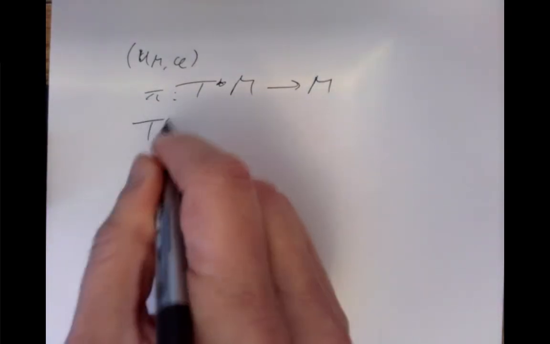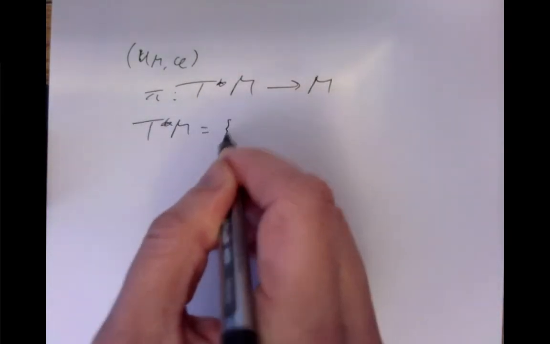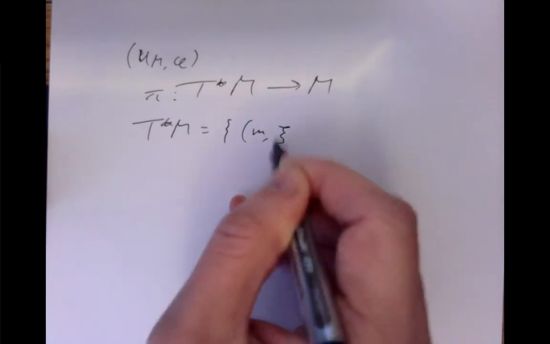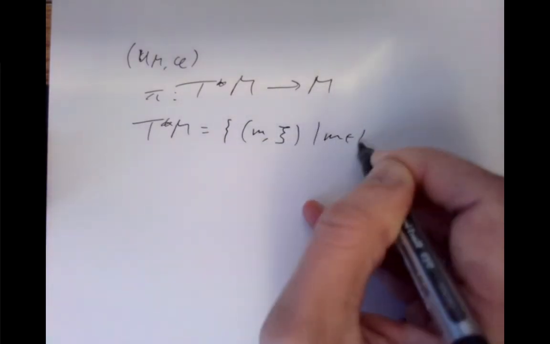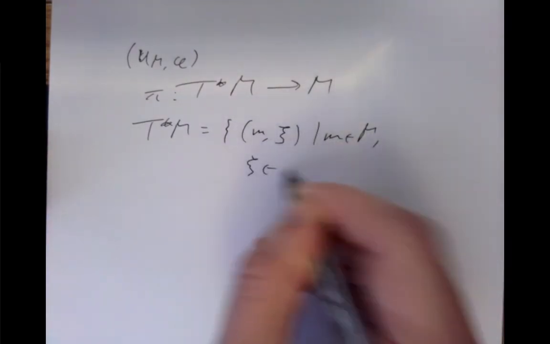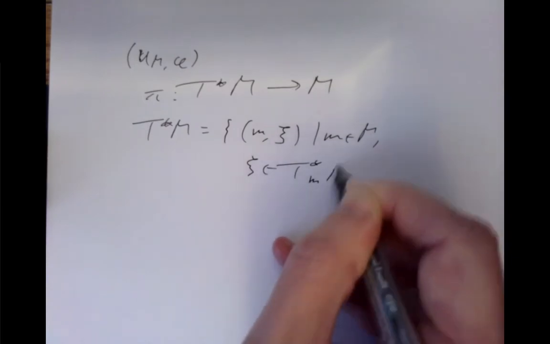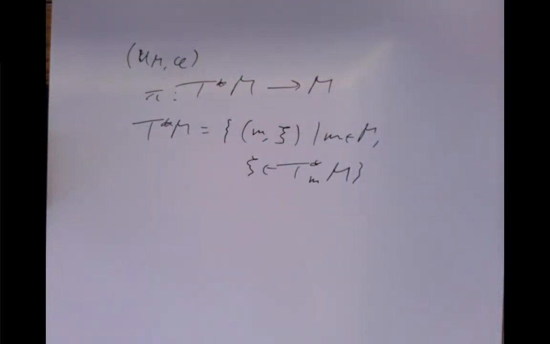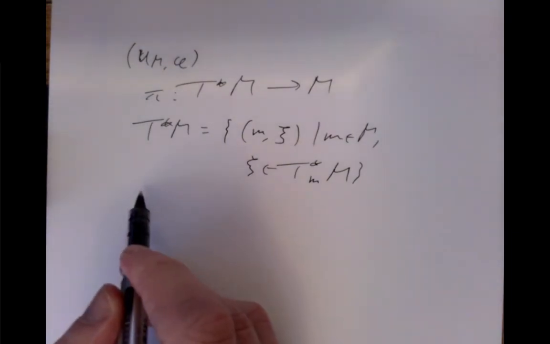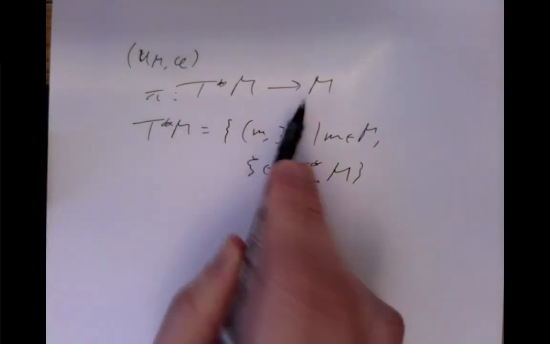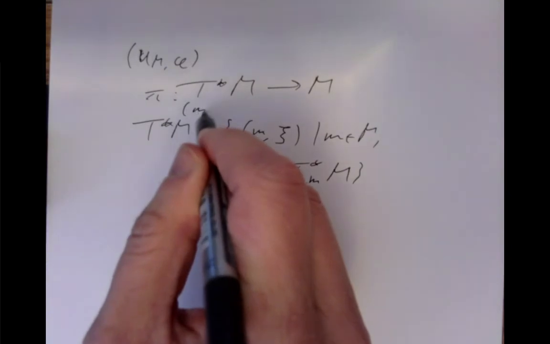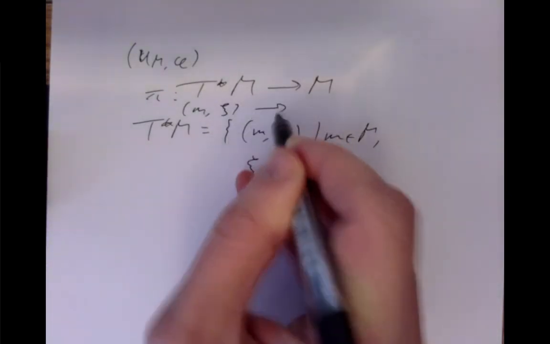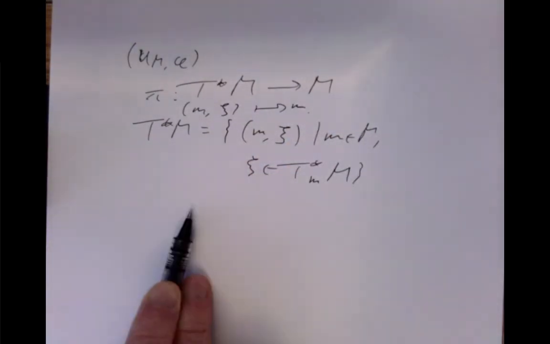Oh, I should say, of course, the cotangent bundle is then defined to be the set of (m, c) such that m is in M, and c is a cotangent vector at m. So in other words, c is a linear map on tangent vectors at m. And this map is taking (m, c) to m. So it's almost exactly the same story.